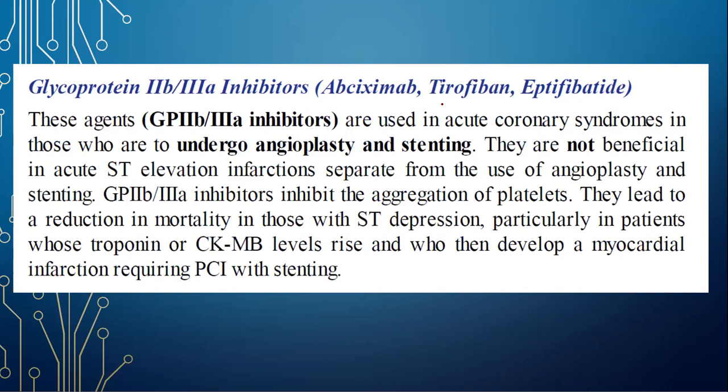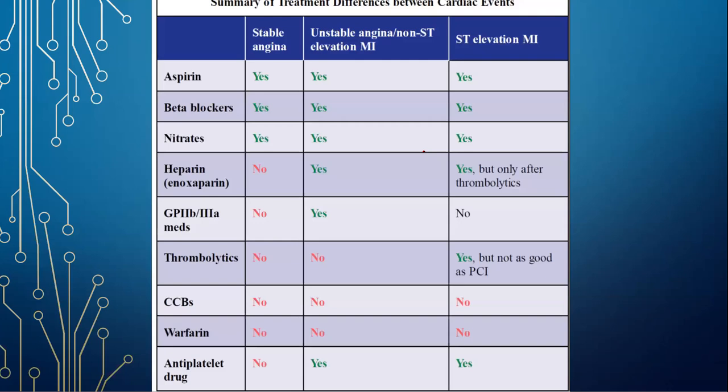Not very important, just remember they are not beneficial in acute ST elevation infarction, separate from angioplasty and stenting. The main thing to remember is that for patients who have unstable angina and need angioplasty and stenting, which is elective, not emergency, clopidogrel and aspirin can increase the bleeding during angioplasty and stenting. For that reason, don't use clopidogrel in those patients. You can use this glycoprotein inhibitor before angioplasty and stenting. Not important.